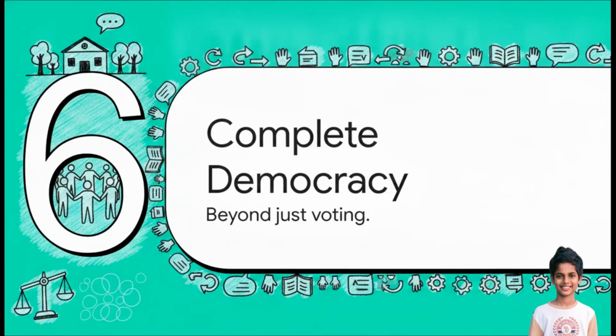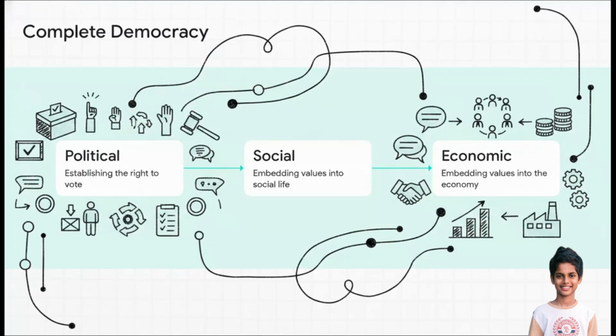And finally, Section 6, a complete democratic society. Because democracy goes way beyond just voting. So we've covered voting and laws, but as you'll see, just holding an election every few years isn't nearly enough to make a country truly democratic. To have what we call a complete democracy, you really need to conquer three distinct steps.